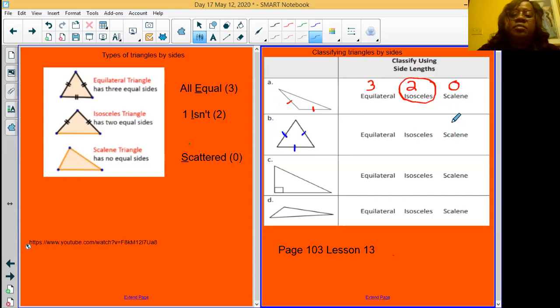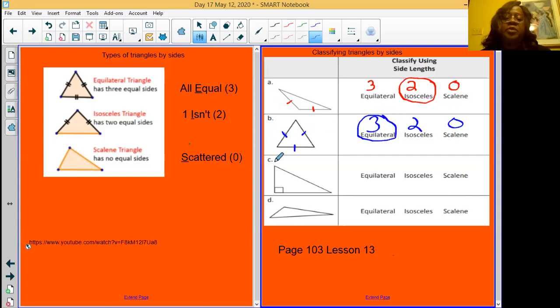Okay, so you should have written a 3, a 2, and a 0. 3 for equilateral, 2 for isosceles, and 0 for scalene. Now, let's look at the picture together. There's a tick mark on each side. So that means that what? All what? You're right. All 3 sides are congruent. So again, you circle your answer. And you should have circled equilateral.